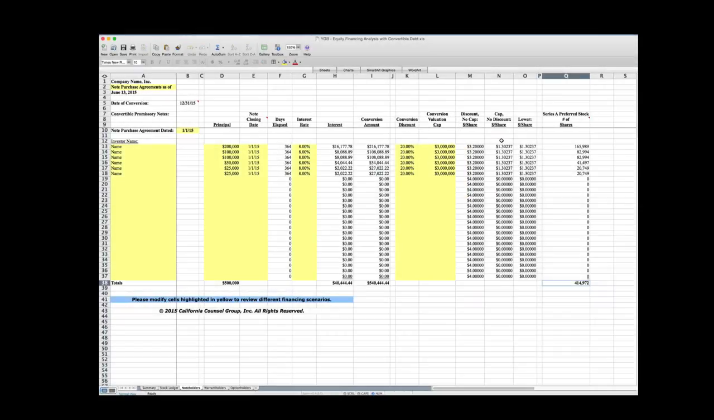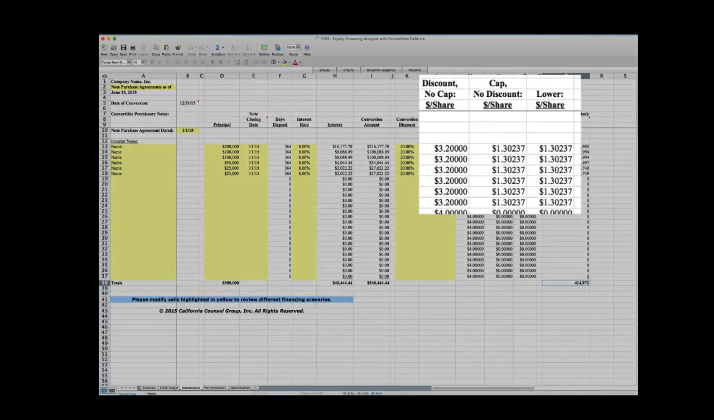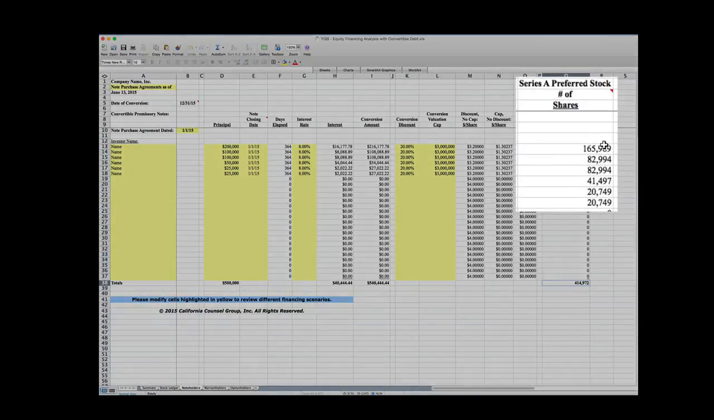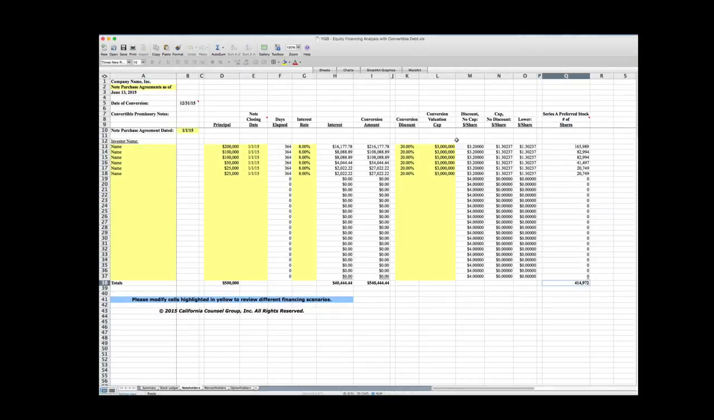So the model then looks at the two price per share calculations. It takes the lower amount, and that price is the price that's then applied to the conversion amount to calculate the number of shares. But the main thing that you need to know is you need to get these details right so that the model is working properly.